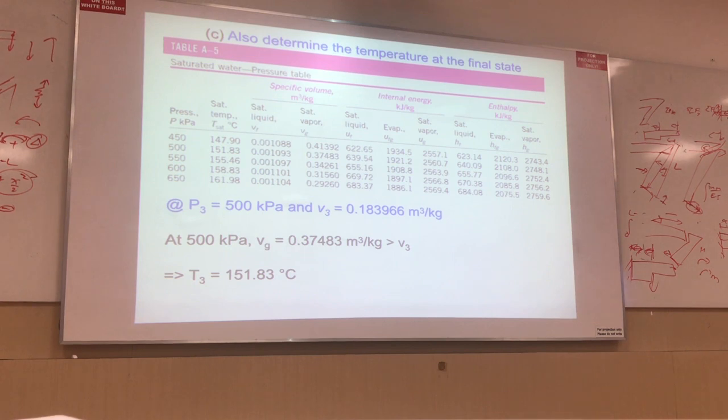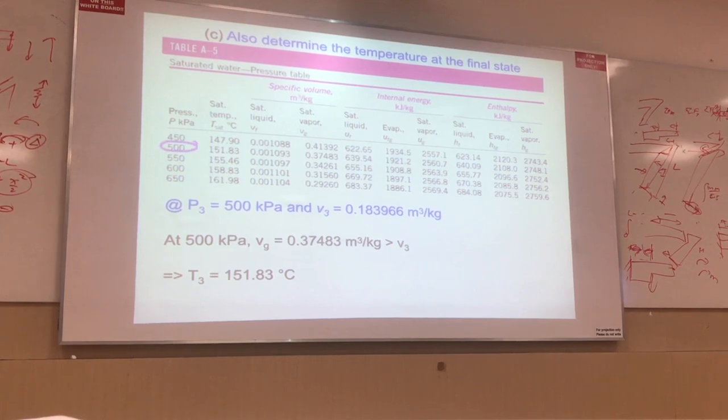Okay. Now determine the temperature at the final state. What is the final state? Pressure is 500, temperature is this one. This is the final temperature. Final temperature is 151.83. We get it from the table, because the state is in the saturated liquid plus vapor mixture region. Alright?